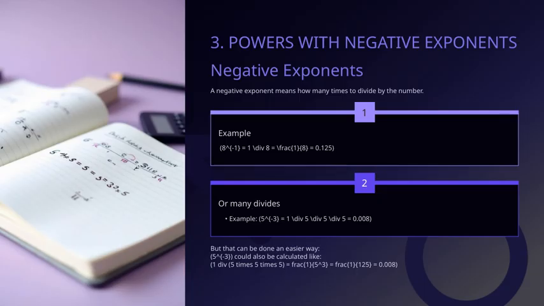There's actually an easier way to think about this. Instead of doing multiple divisions, you can simply write it as 1 over the base raised to the positive exponent. So, 5 to the -3 becomes 1 over 5 cubed. This approach makes calculations quicker and clearer, especially with larger numbers or exponents. Understanding negative exponents helps connect division and powers, and it's a key concept in mastering exponents and exponential functions overall.